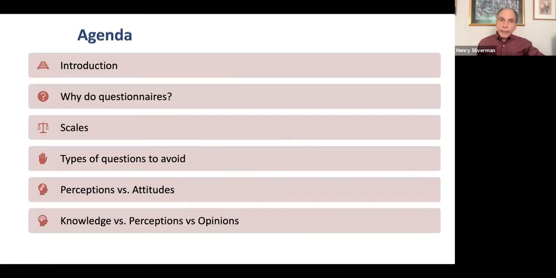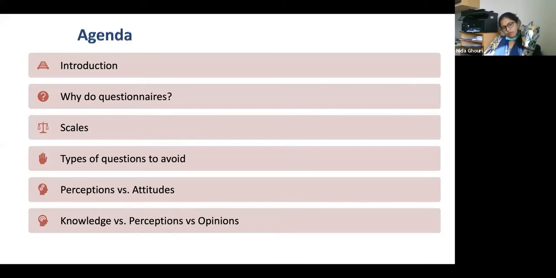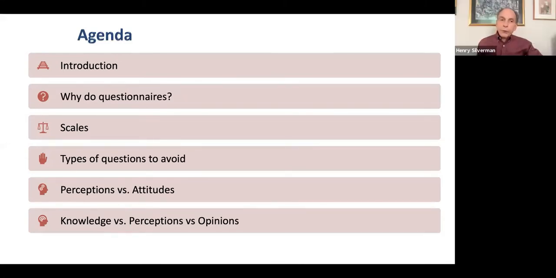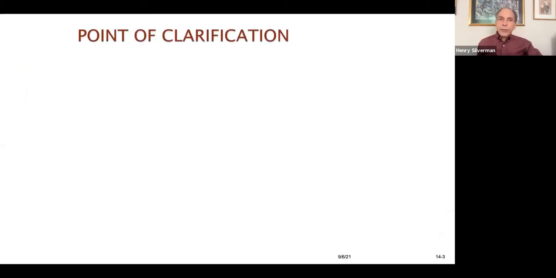With that, the agenda: introduction, why do questionnaires as opposed to qualitative research, scales, type of questions to avoid. I want to discuss this important difference between perceptions and attitudes, because I think there's a lot of confusion. There's also a lot of confusion between facts, perceptions, opinions, attitudes, which we'll discuss later on as shown in this agenda.